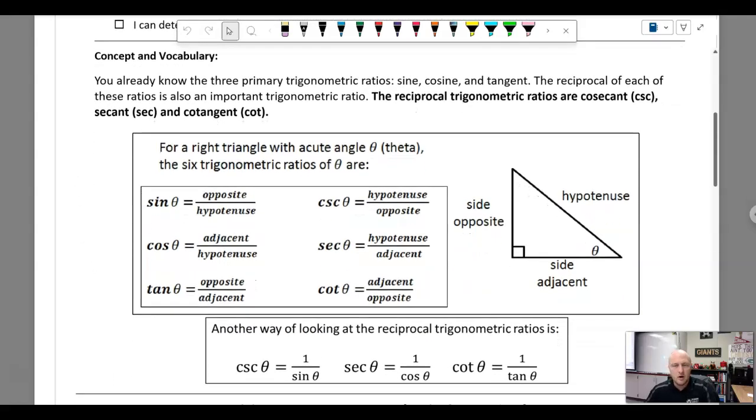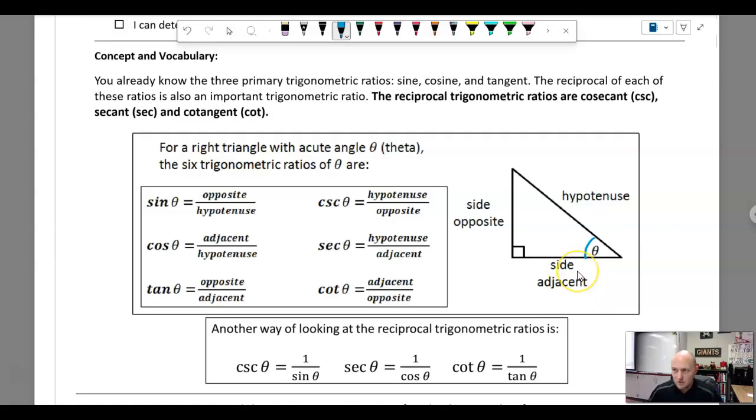You probably already know the main 3 trig ratios, sine, cosine, and tangent, and how to find them from a right triangle. Given acute angle theta, you have a side that's opposite of the angle. The hypotenuse is always the longest side, opposite from the right angle, and then you have your side adjacent. Sine of theta is the ratio of the side opposite divided by the hypotenuse. Cosine is the ratio of the side adjacent divided by the hypotenuse, and tangent is the ratio of the side opposite divided by adjacent, right?